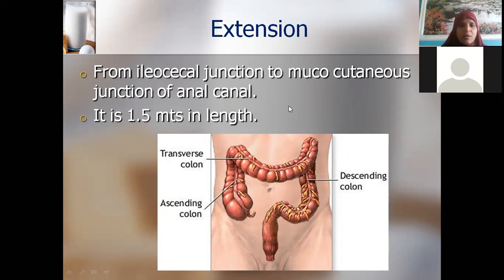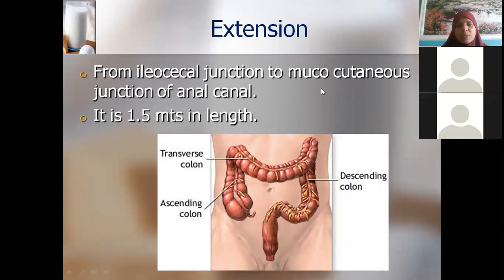In the anal canal we also have a mucocutaneous junction. That means the anal canal is partly developed from endoderm and ectoderm. The ectodermal part of the anal canal will look like skin, and the junction of the mucous part and the skin part is called the mucocutaneous junction. Overall, the length of the large intestine is 1.5 meters.